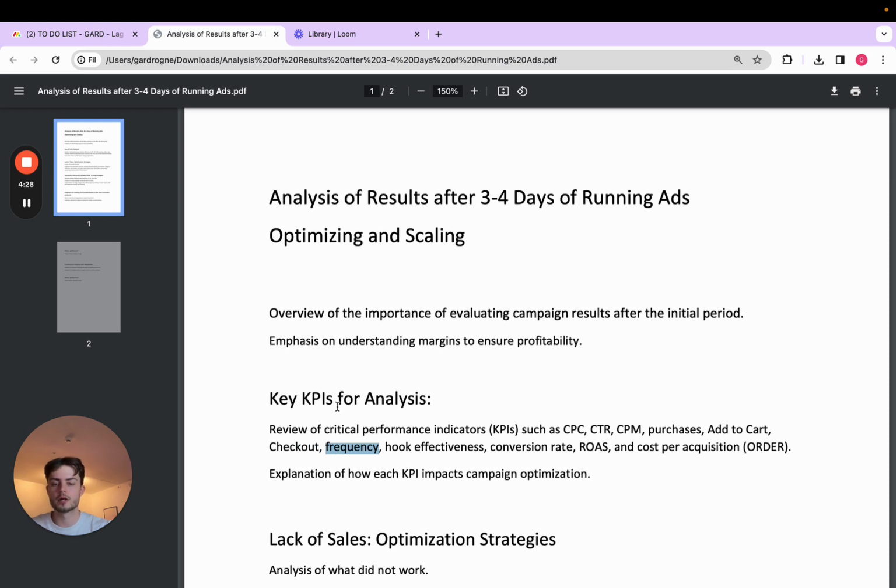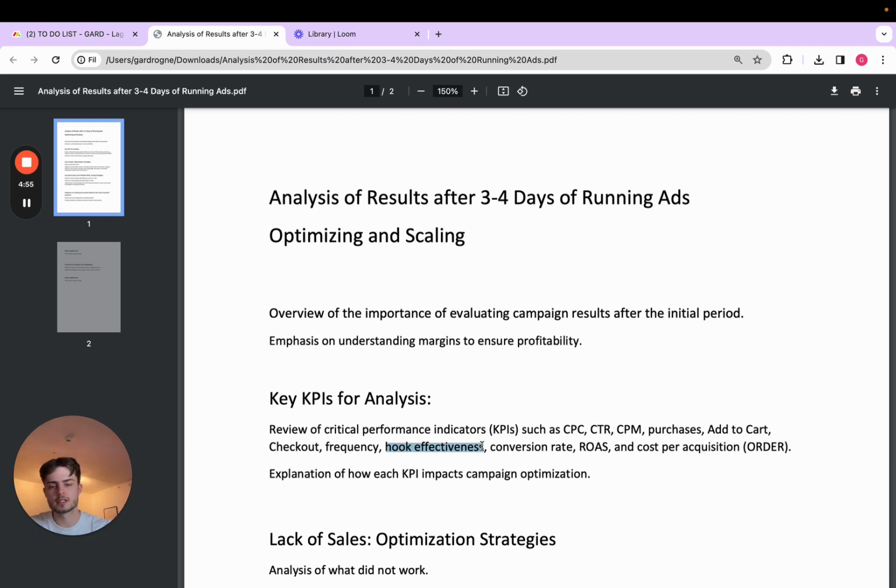Frequency, really important. This means how many times one person has seen your ad. So if you're doing a retargeting ad, for example, you want people to see your ads more times, right? But if you're marketing to new customers all the time, you want that frequency to be pretty low. It's not bad to have a high frequency, but it shouldn't be too high either. It really depends on what your goal is, right?